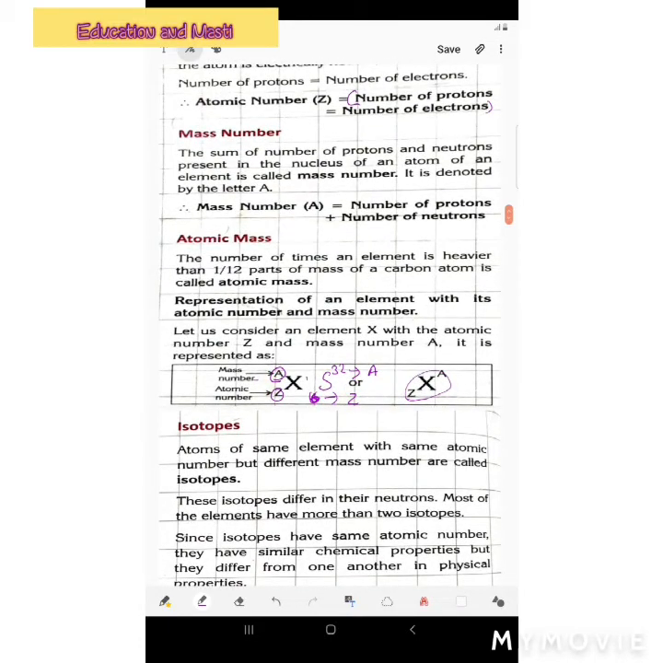Now what is atomic mass? The number of times an element is heavier than 1 by 12 parts of the mass of a carbon atom is called atomic mass. So basically what it means is the number of times an element is heavier than 1 by 12 parts of the mass of carbon. That is called the atomic mass. The representation of an element with its atomic number and mass number is given here, as I have already told you. So atomic mass is basically the mass of an element, 1 by 12 parts of the mass of a carbon atom.